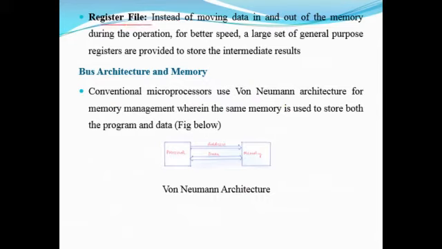Then a register file. So instead of moving data in and out of the memory, for better speed, a large set of general purpose registers are used. That's what I told you earlier. Register file is nothing but a set of registers, similar to a bank of registers observed in a microprocessor. Then what we have is a bus architecture and memory.